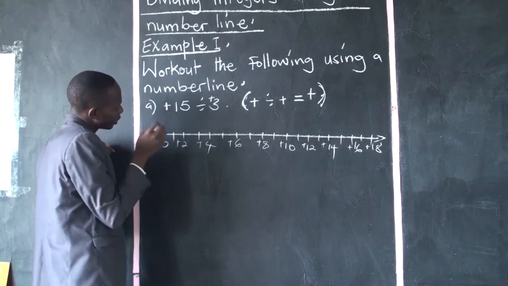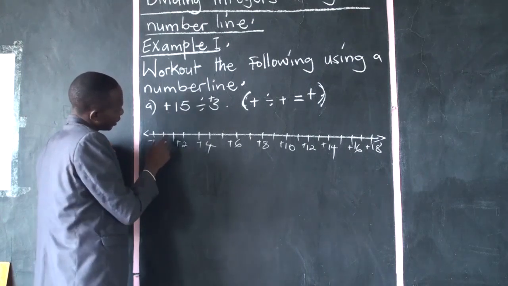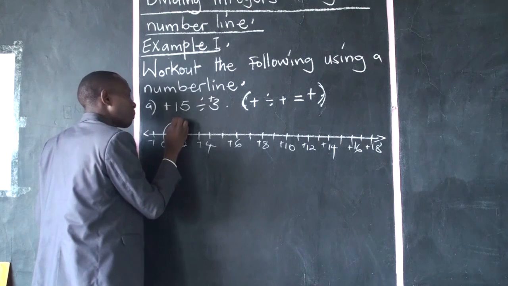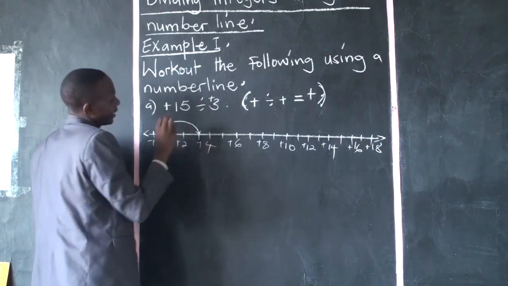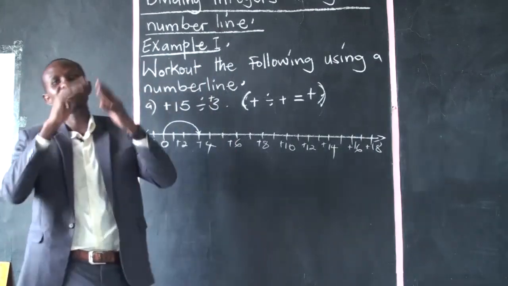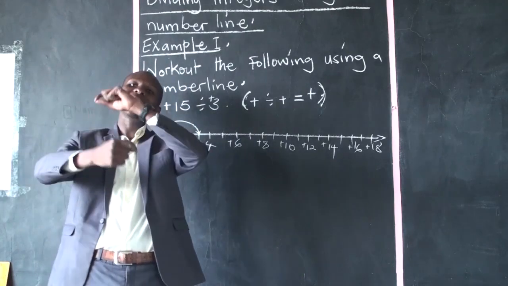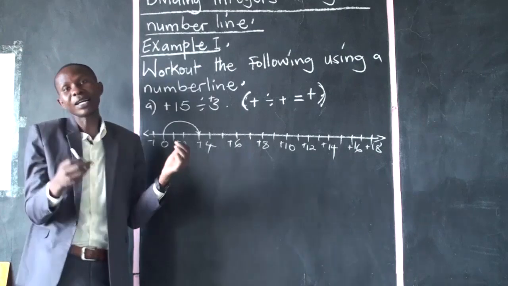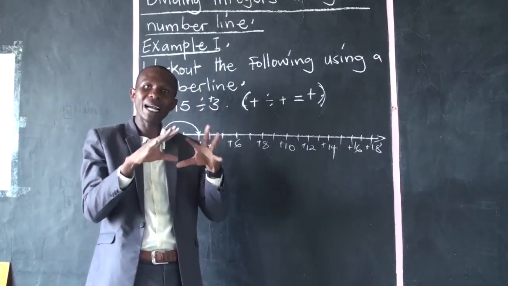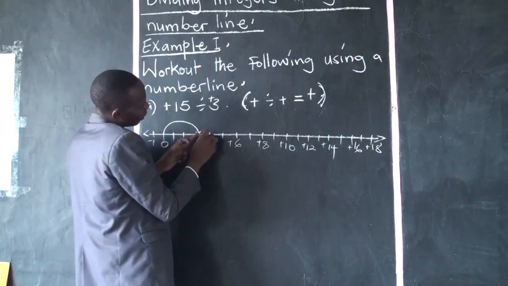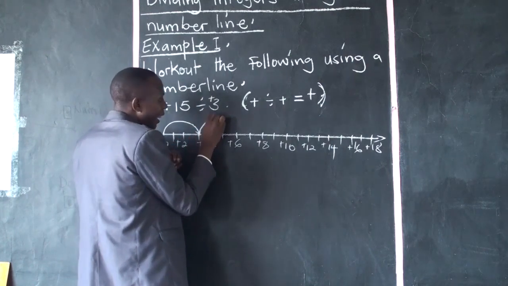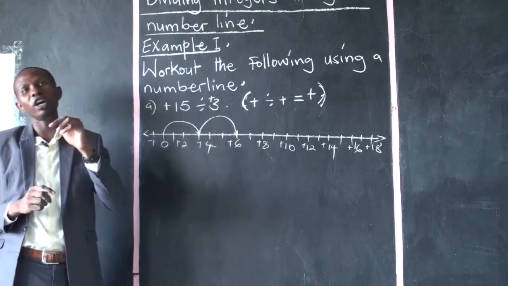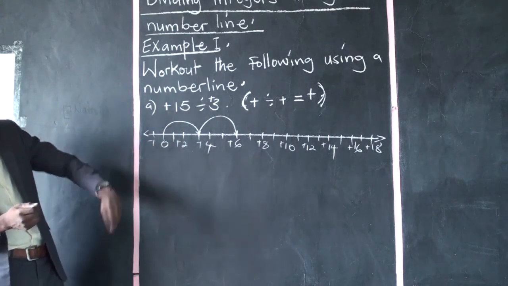So I will start from 0, I count 3, and I make it the first movement. From here to here, 1, 2, 3. The first movement will start from 0 up to positive 3. That will be my first interval, or the first group of 3. Remember, we need to move until we reach 15. When we make the first group of 3, we have reached 3. We have not reached 15. So I make another group of 3. From here up to here, 1, 2, 3. I've now made 2 intervals. The first interval brought me up to 3. The second interval has brought me up to 6.